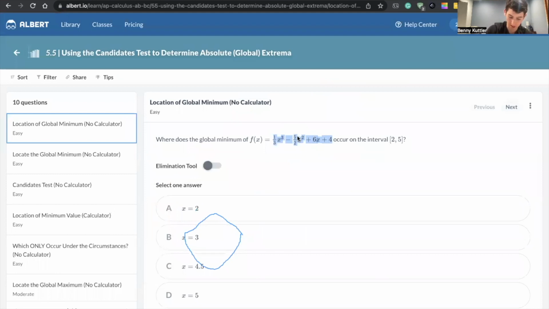The next thing that we can do is find the local and global minima and maxima, which is maximum plural or minimum plural.